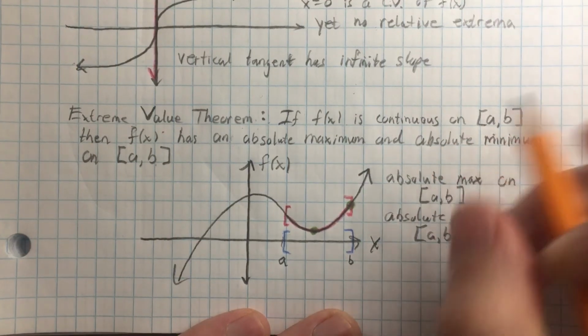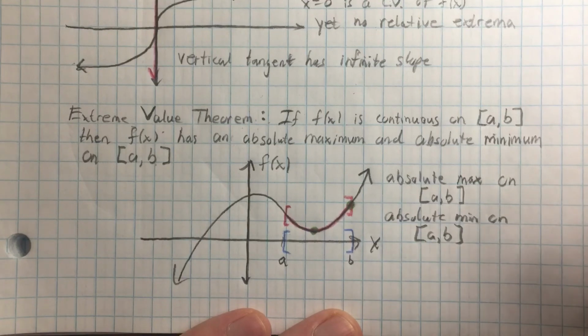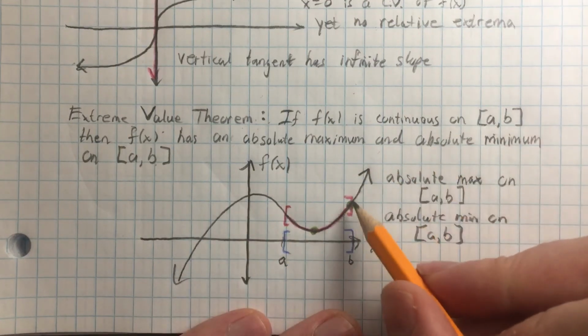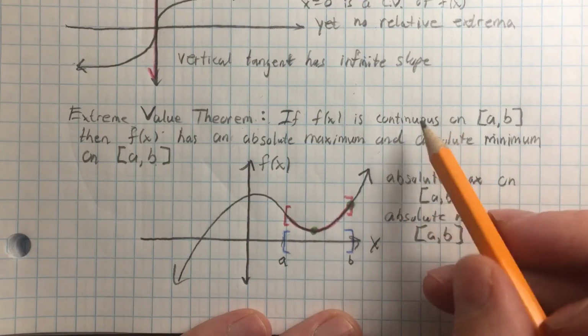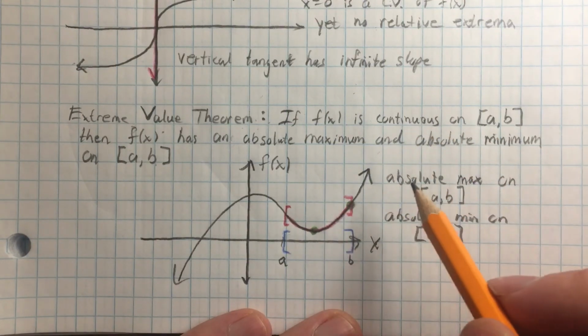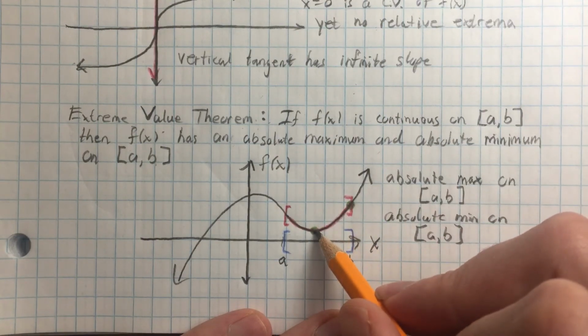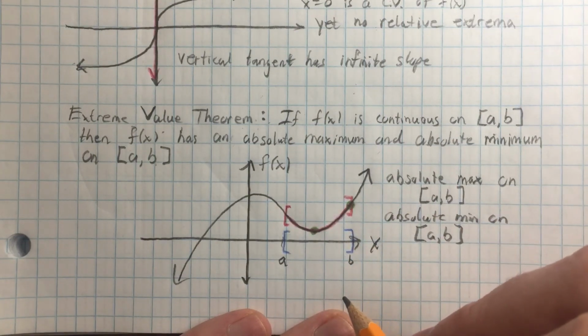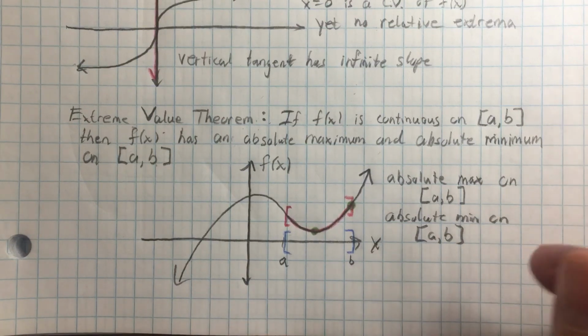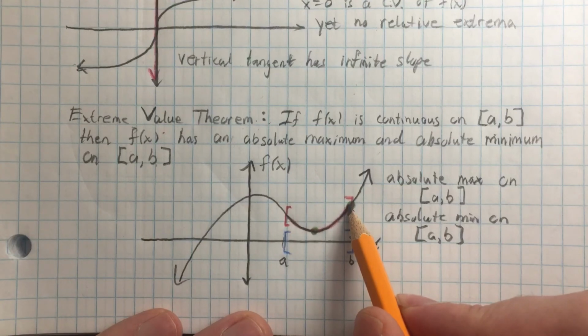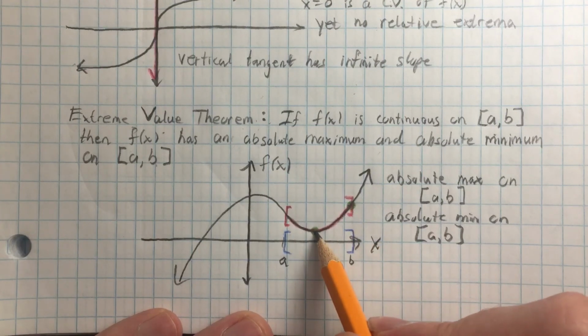If I were looking globally at the whole function, it has no absolute max or absolute min at all because it continues to infinity here and to negative infinity here. But once I start looking at some closed interval of a continuous function, I am guaranteed to find an absolute max and an absolute min within that interval. All right? So since we see that it happened either at an endpoint or at a critical value, it turns out those are the only places you have to look when dealing with the extreme value theorem.